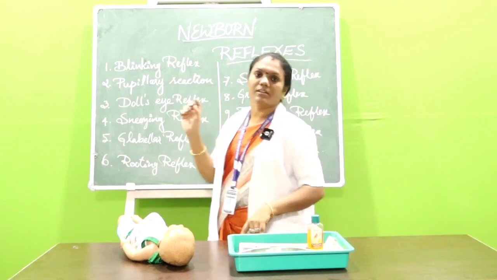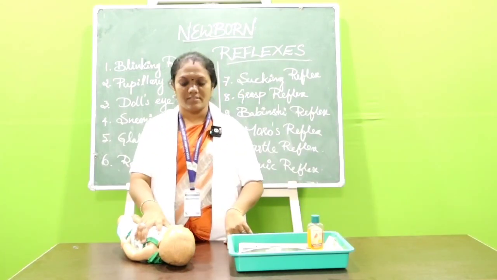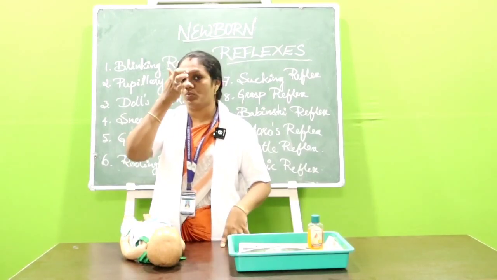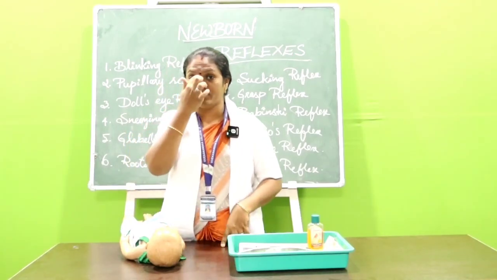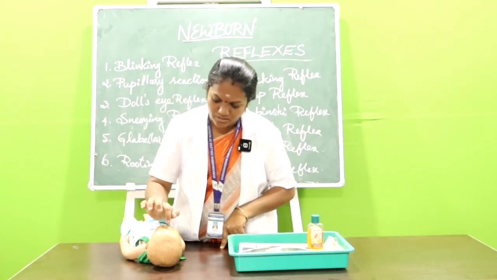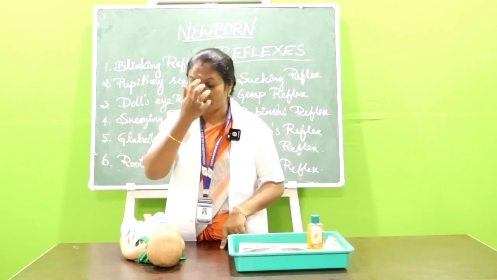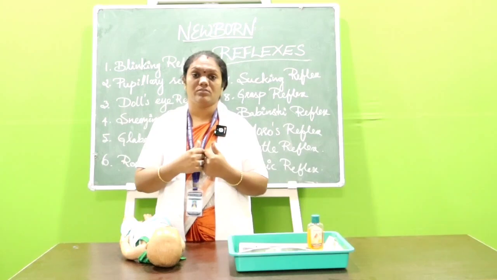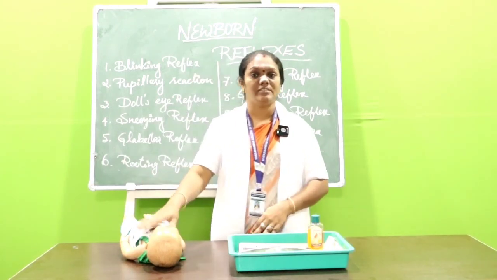The next one is the glabellar reflex. For the glabellar reflex, we give a point of pressure over the midpoint between the eyebrows, at the root of the nose. When pressure is given at this midpoint, the baby starts to blink their eyes. This indicates the glabellar reflex is present.